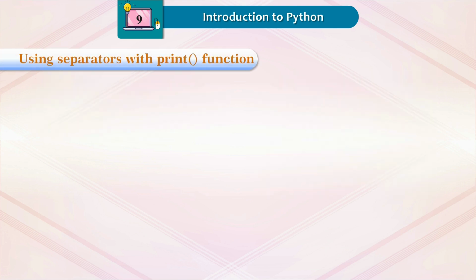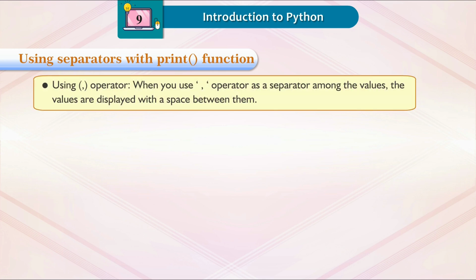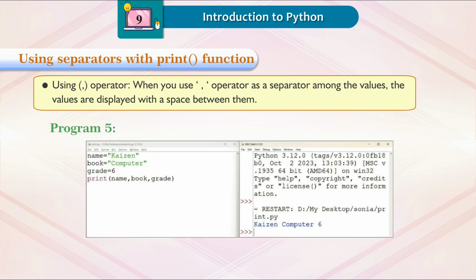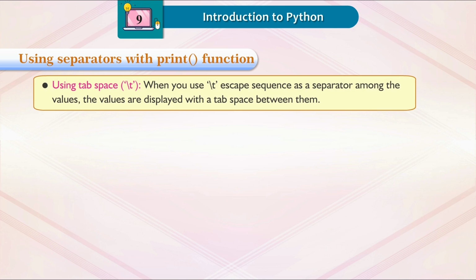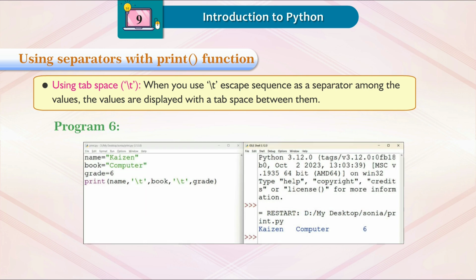Using separators with print function. Using comma operator. When you use comma operator as a separator, the values are displayed with a space between them. Program 5. Using tab space \t. When you use \t or tab space escape sequence as a separator, the values are displayed with a tab space between them. Program 6.